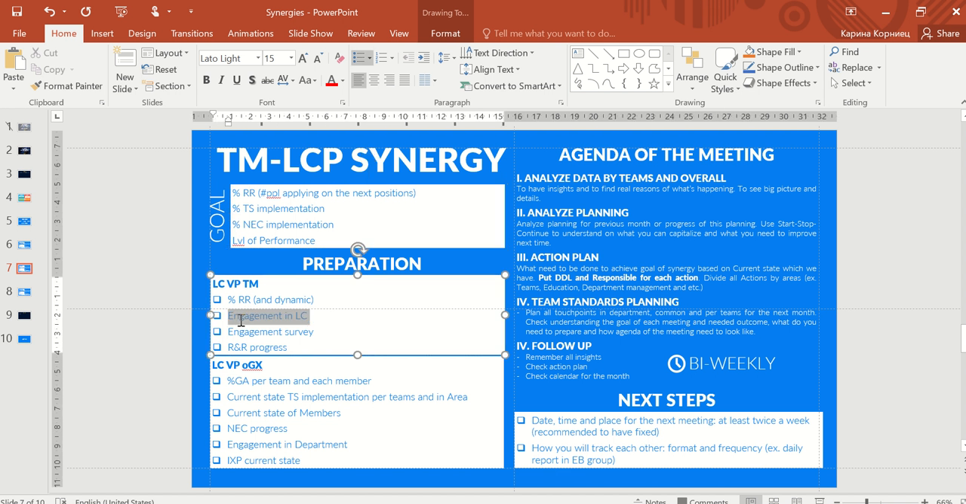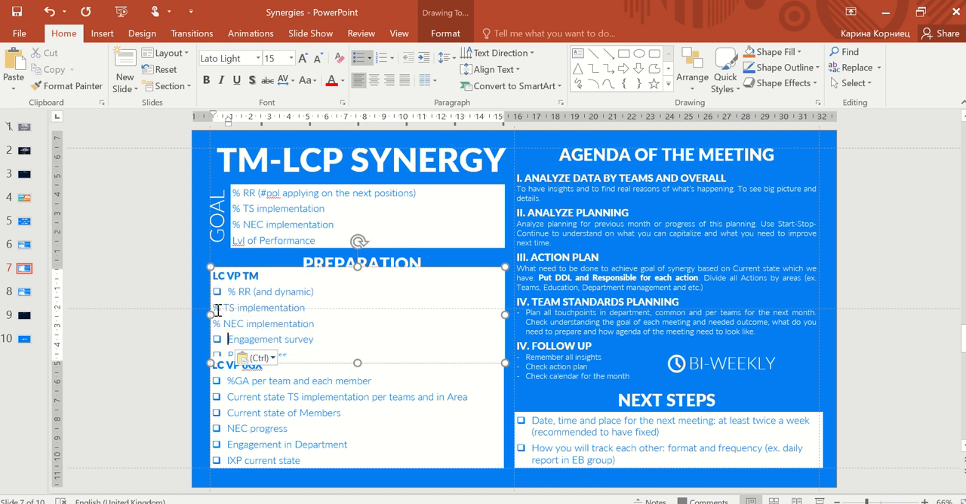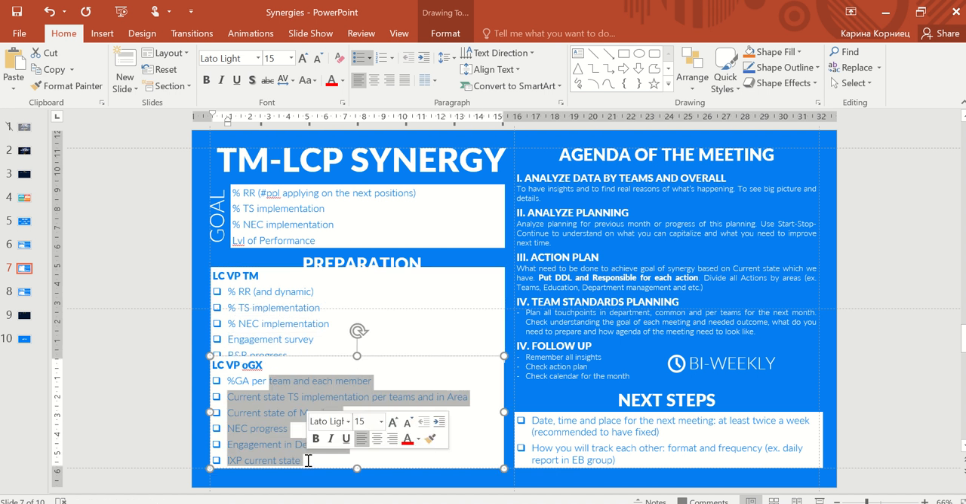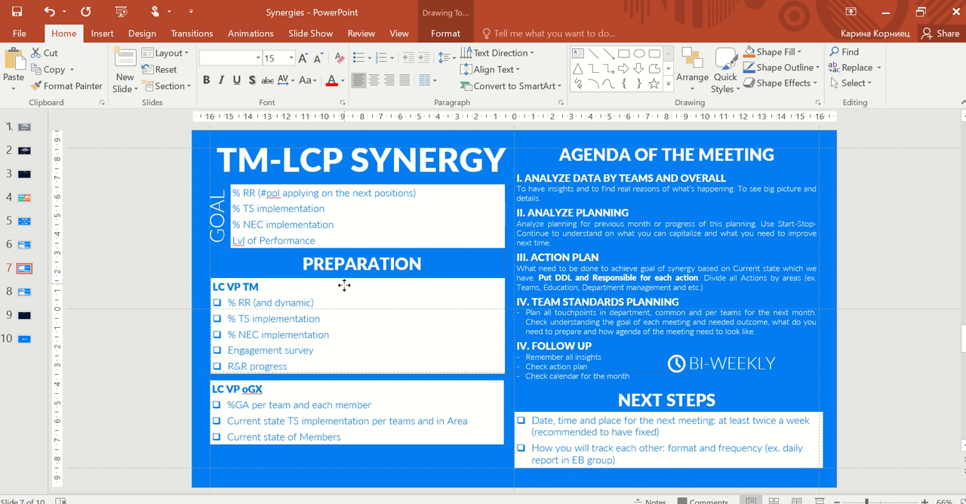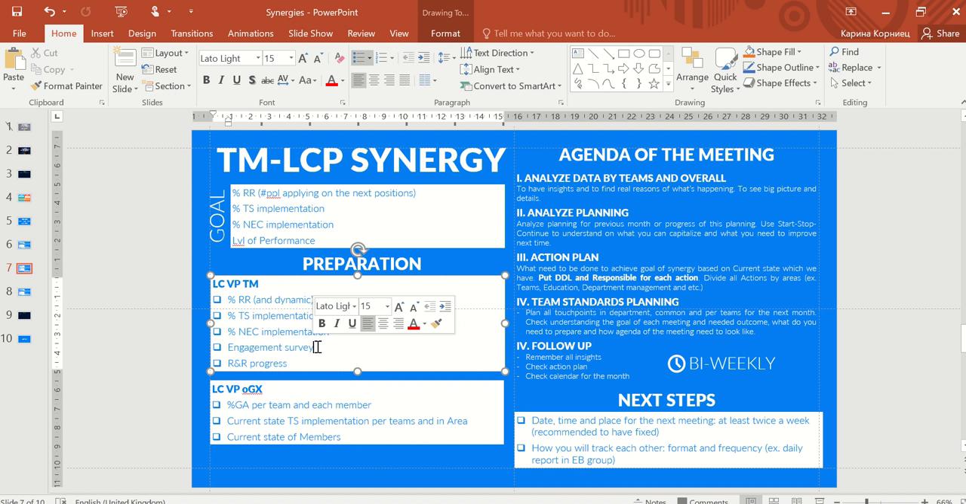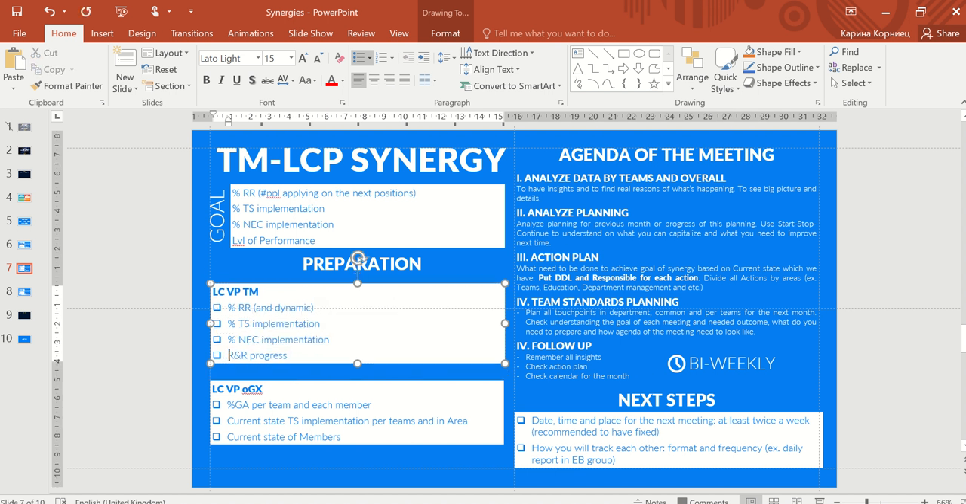Maybe what we need to add here is the percentage of team standards implementation and national educational cycle implementation, because these are things LCP usually doesn't have data on, maybe only from my letters, but you also need to present it as TM, to show this progress and to brainstorm with LCP what you need to do to improve this, and the same for level of performance.